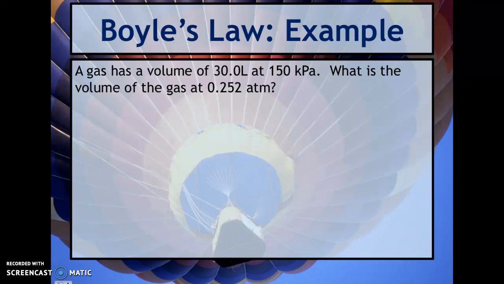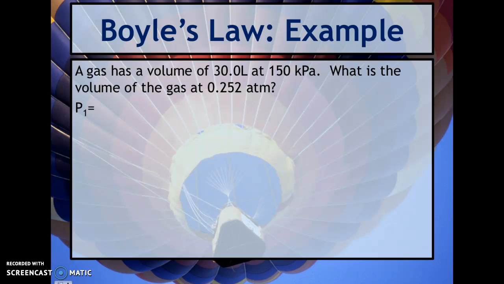Let's take a look at a Boyle's law example. It says a gas has a volume of 30 liters at 150 kilopascals of pressure. What is the volume of the gas at 0.252 atmospheres of pressure? You will notice that the two pressures are in different units, 150 kilopascals and 0.252 atmospheres. We are going to have to convert so that they are measured in the same units.